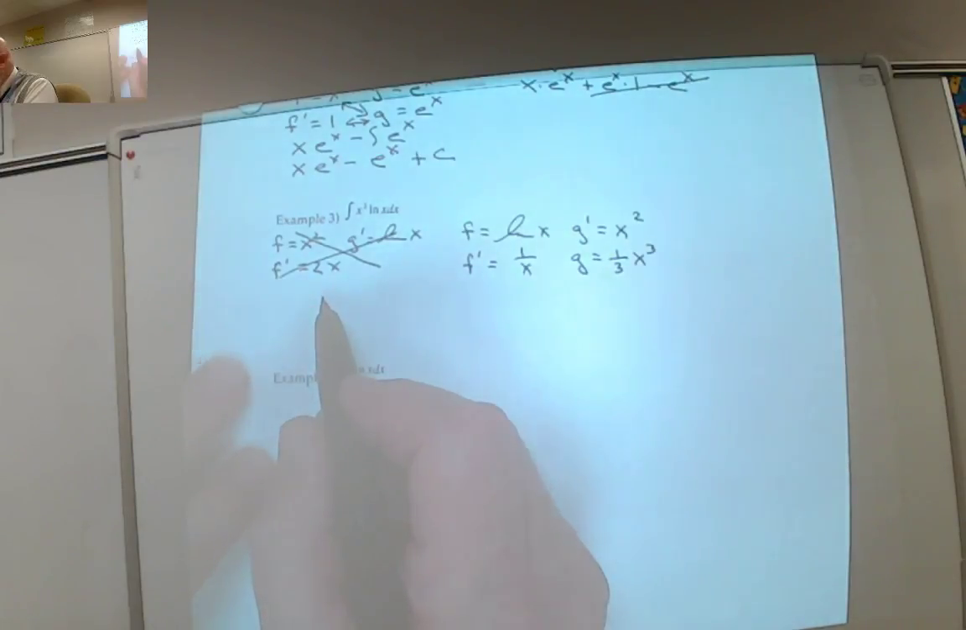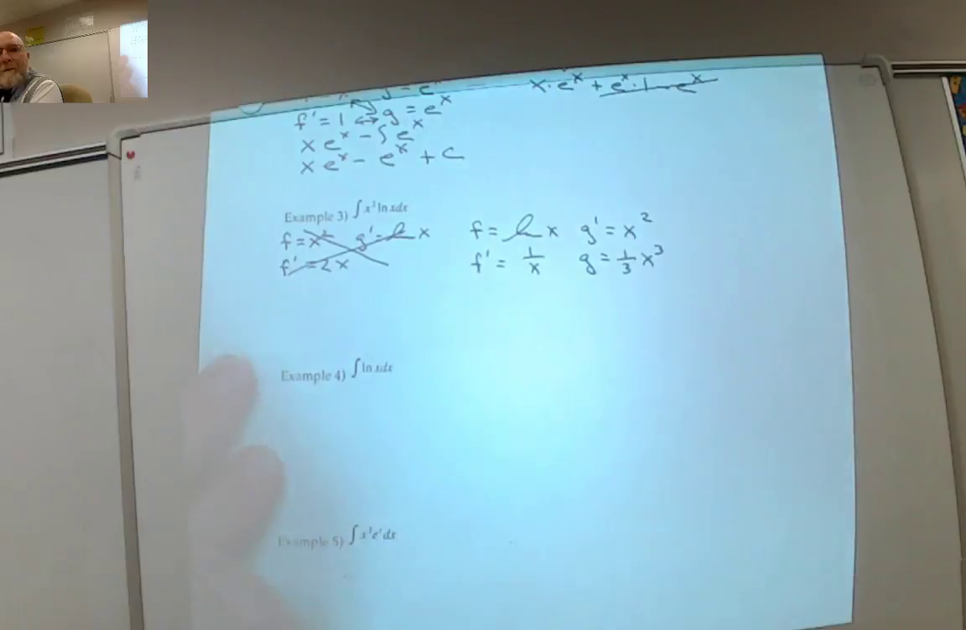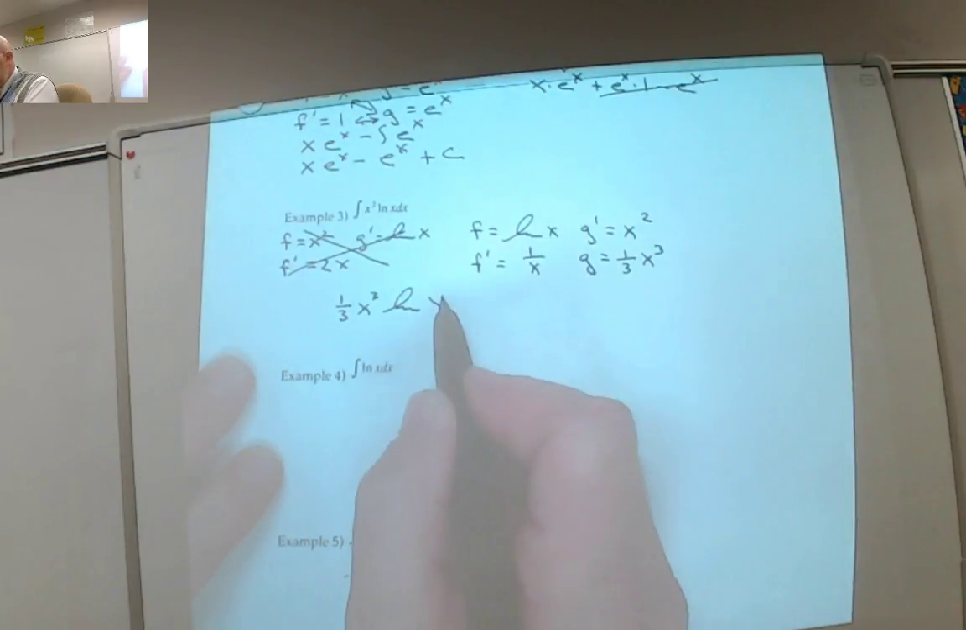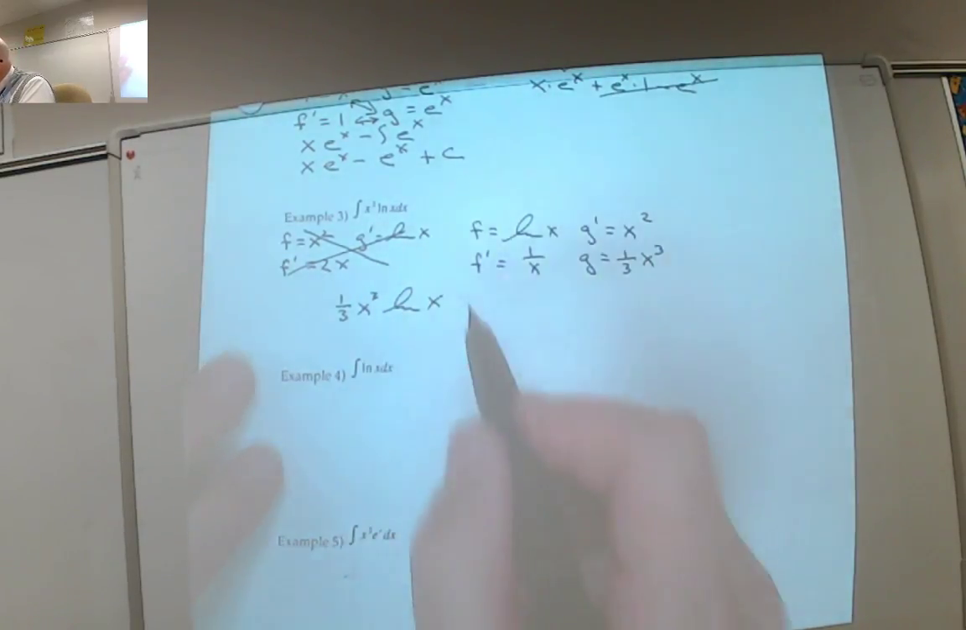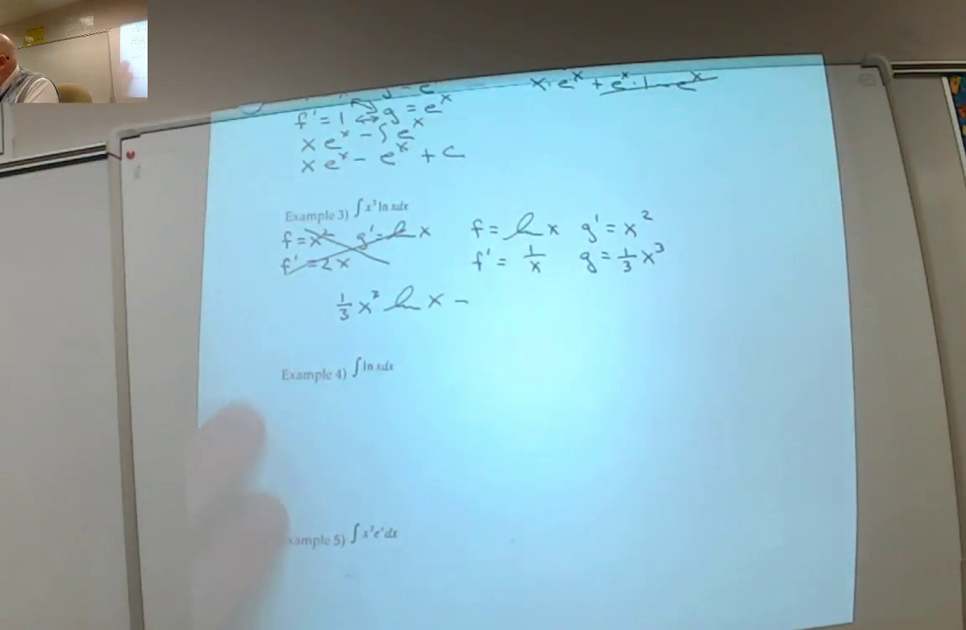F times g. What is f times g? I agree with that 100%. Ln of x times 1/3 x to the third. Can I write it like this? Is that okay with you? Okay. Minus what? X squared times 1 over x.